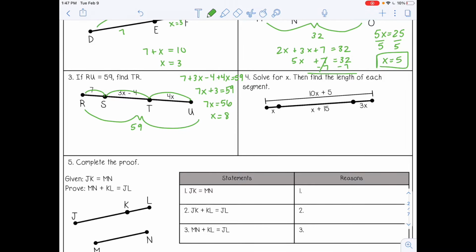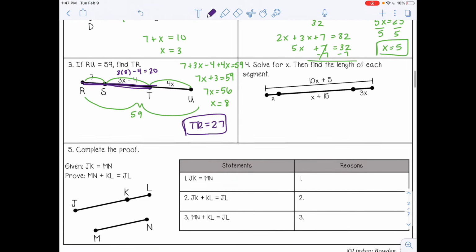Now be careful, that's not our answer because the question says find TR. That means the length of TR. So we want to find this. We know that x is 8. So 3 times 8 minus 4 would be 20. And then 20 plus 7, so TR equals 27.